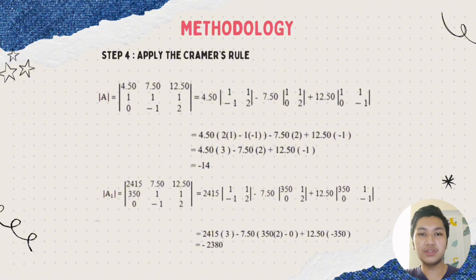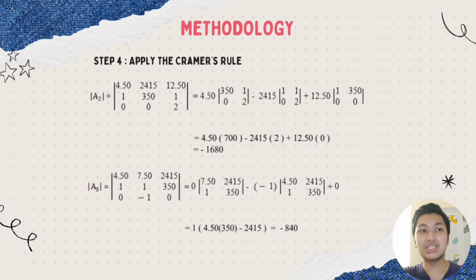Next we continue with step 4, where we will apply Cramer's rule. Firstly we need to find the determinant of A, where we use the cofactor expansion method in order to find the determinant of A. So we get the value of the determinant of A, which is equal to negative 14. Next we need to find the determinant of A1 by using cofactor expansion as well, but there's a slight difference in the numbers for the determinant of A1. So we solve for the determinant of A1 and we get the value which is equal to negative 2380.